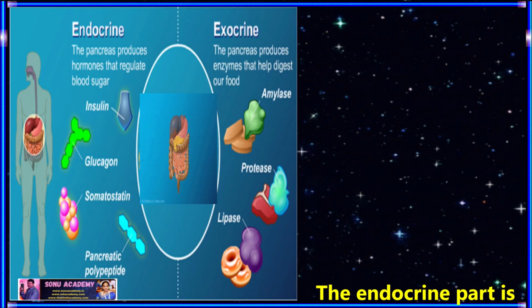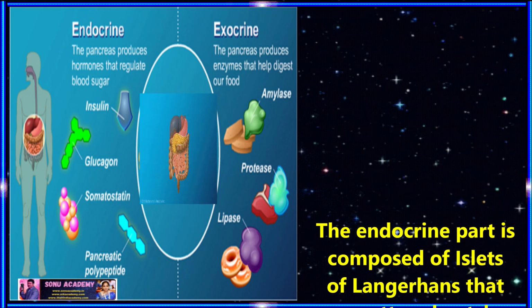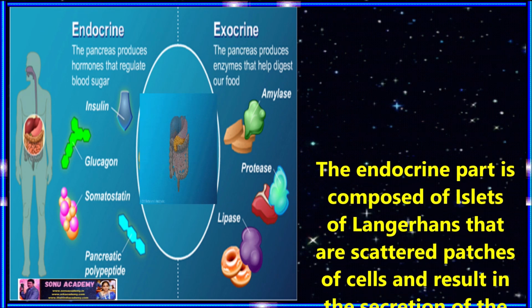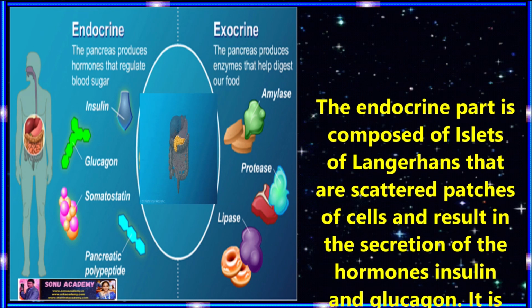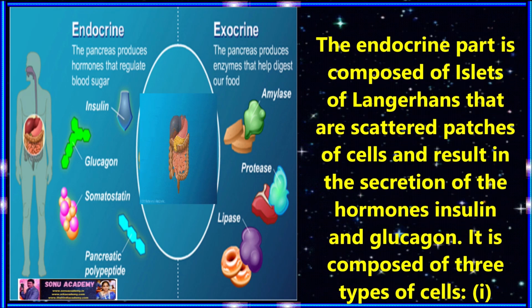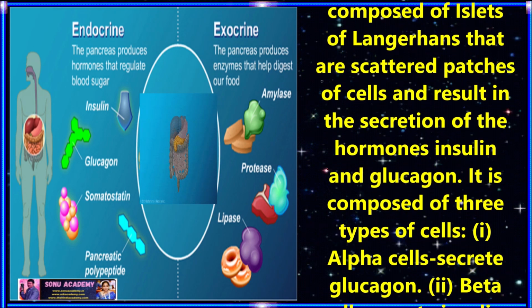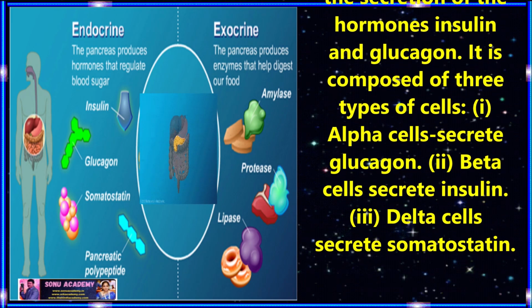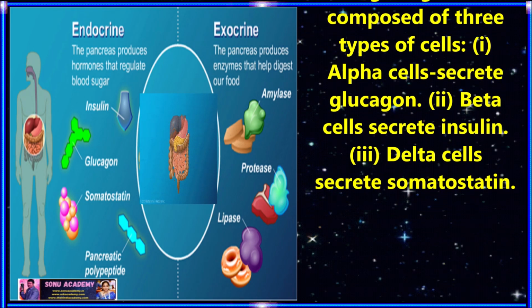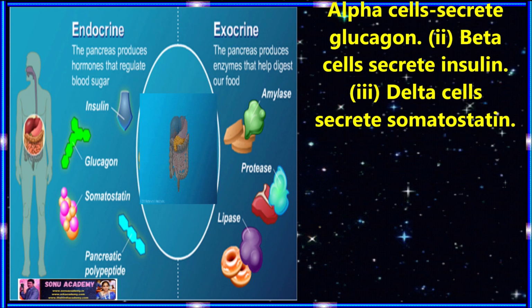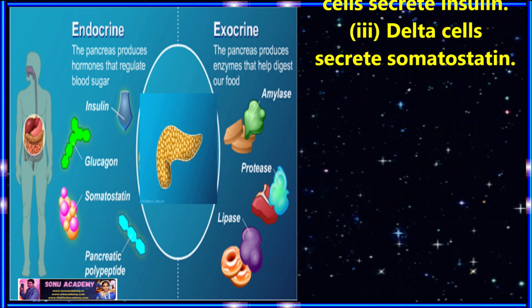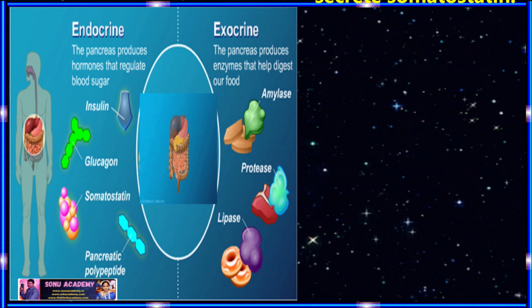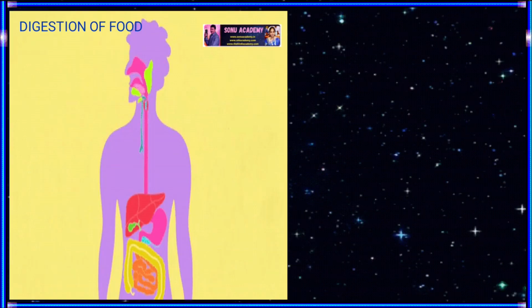The endocrine part is composed of islets of Langerhans, which are scattered patches of cells that secrete the hormones insulin and glucagon. It is composed of three types of cells. Alpha cells secrete glucagon, beta cells secrete insulin, and delta cells secrete somatostatin.